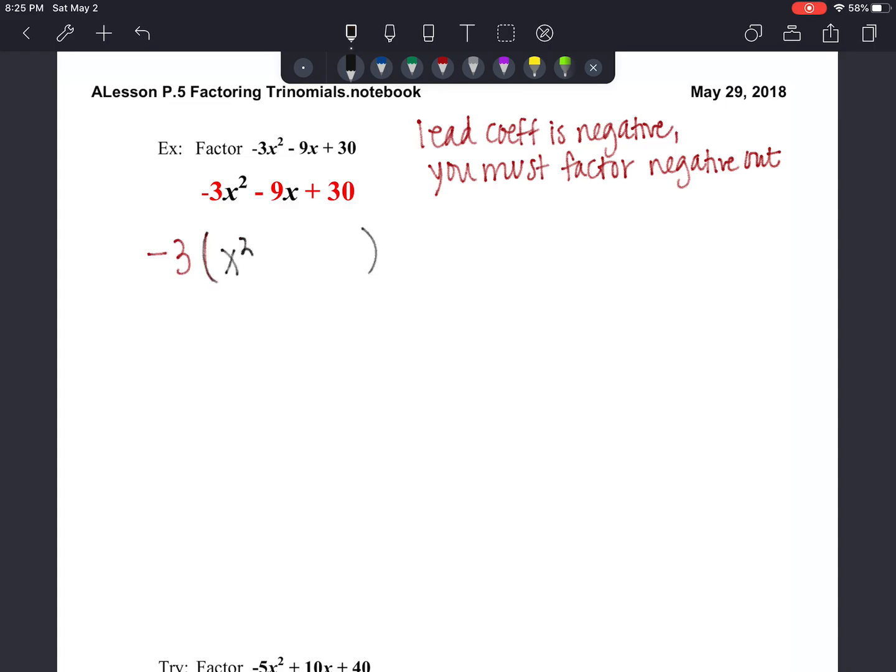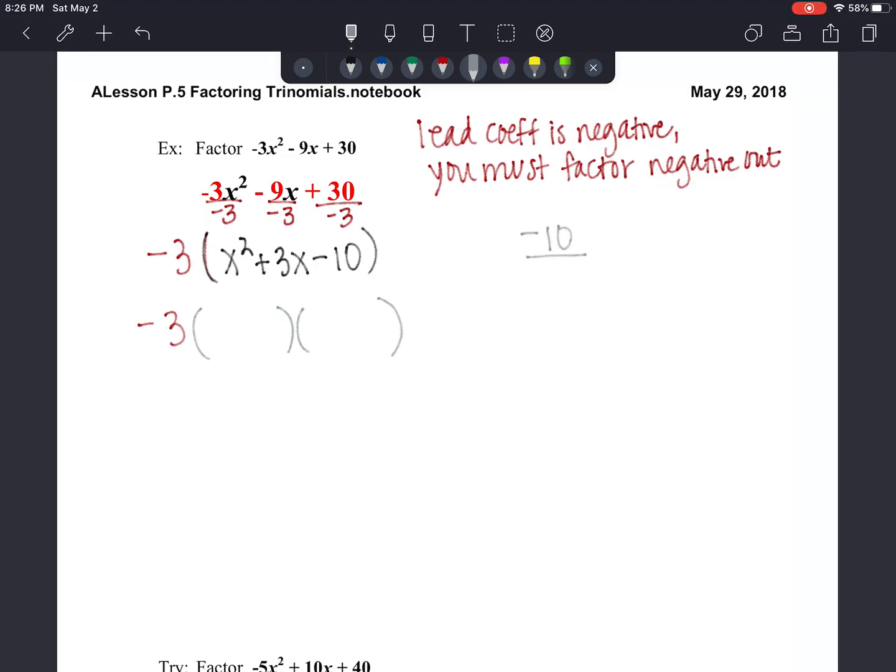and that's going to leave us with an x squared. Now watch what I'm going to do here. I'm going to show my work. Factor out the -3, and that's going to leave me with x squared plus 3x minus 10. Now I need to try and factor that trinomial into two binomials.